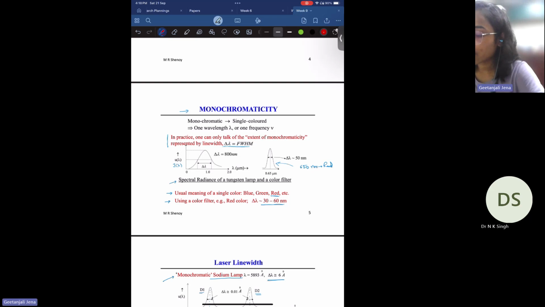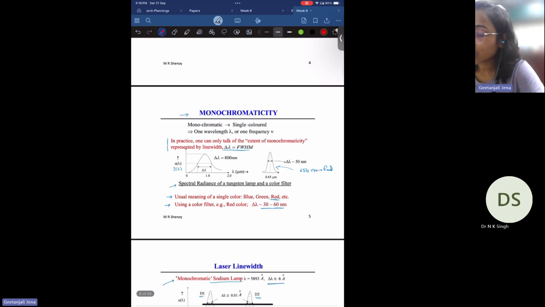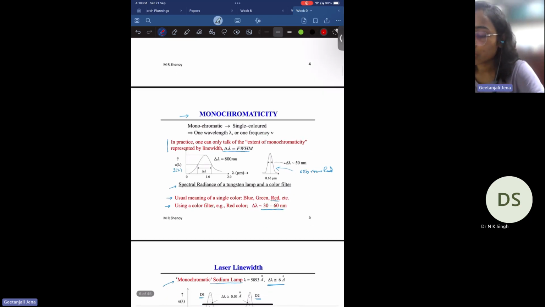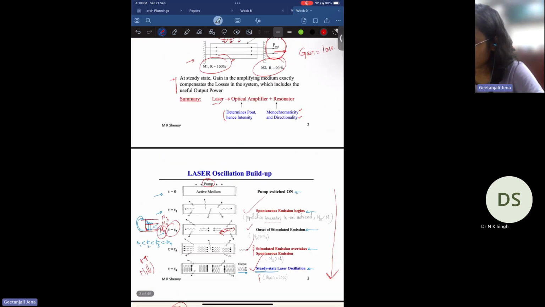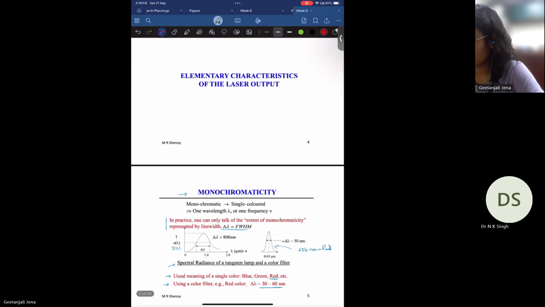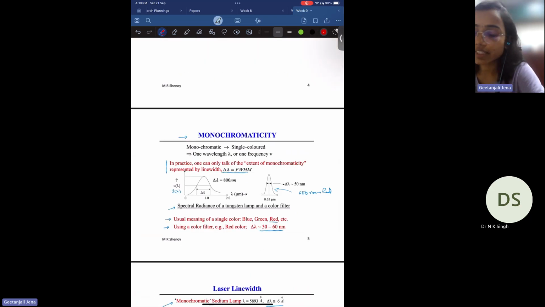Now we'll see in more detail how these laser characteristics are related to a practical laser system. One of the unique properties of a laser is monochromaticity. By definition, it means a single color, or one wavelength, or one frequency.